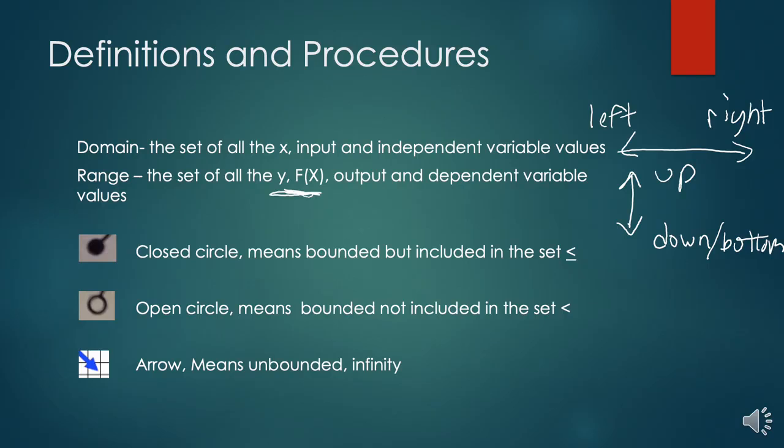Now, just going over the notation, closed circle, you're always going to use the less than or equal to sign, but it also means that it is bounded. That means it's closed on that side, and it's included in the set. Open circle means bounded but not included in the set, and you're going to use a regular less than sign. Now, arrows basically mean unbounded, and infinity, so sideways 8 for infinity, and for that you're going to use the regular less than.